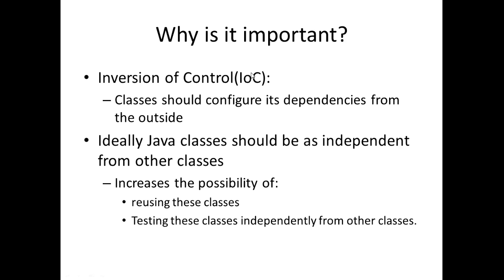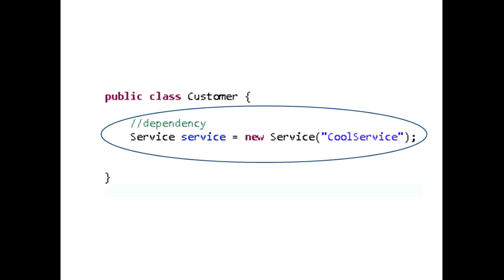Alright, so why is dependency injection important? Well, one reason it's important is because of this concept called inversion of control. You may have heard of this term before, and it's basically a concept that states that classes should configure their dependencies from the outside. Now, if we go back to my previous slide, you can see that this dependency, which is service equals new service and cool service, is not configured from the outside. It is actually configured inside of the customer class.